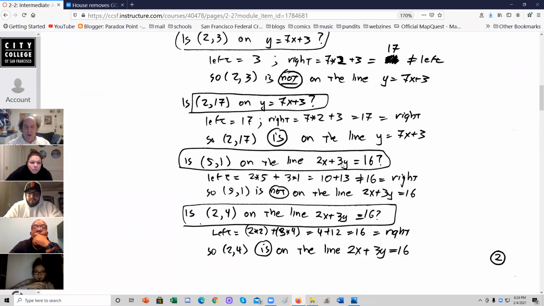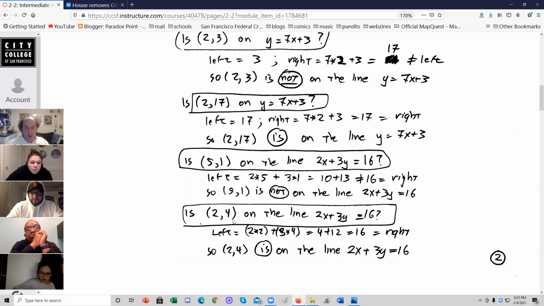Here we have a line with equation 2x plus 3y equals 16. Is 5 by 1 on that line? Is 2 by 4 on that line? Okay, here we go. Left side, I'll plug in 5 for x, 1 for y. 2 times 5 plus 3 times 1, that's 10 plus 3, which is 13. My goodness, loaded with errors. All right, but anyway, that's 13, which is not 16, so no, it doesn't work. 5 by 1 is not on that line.